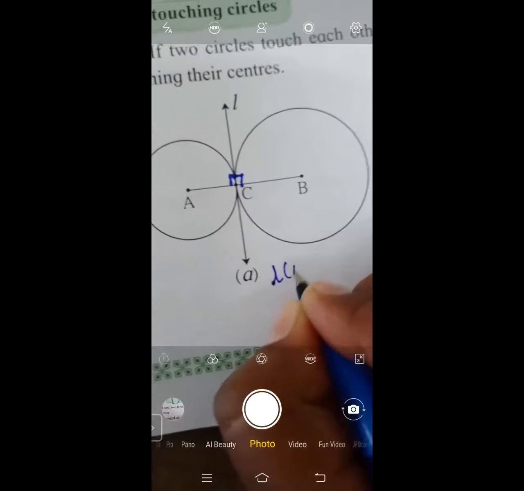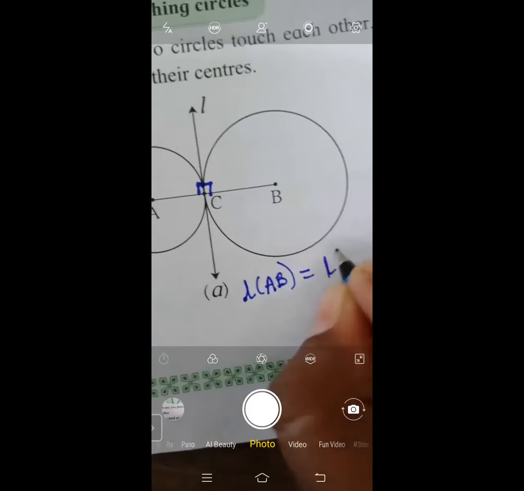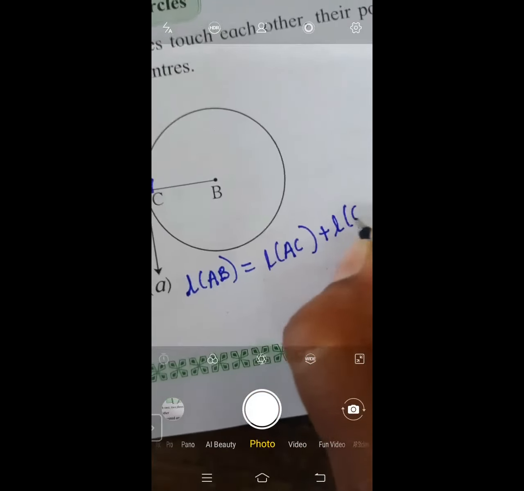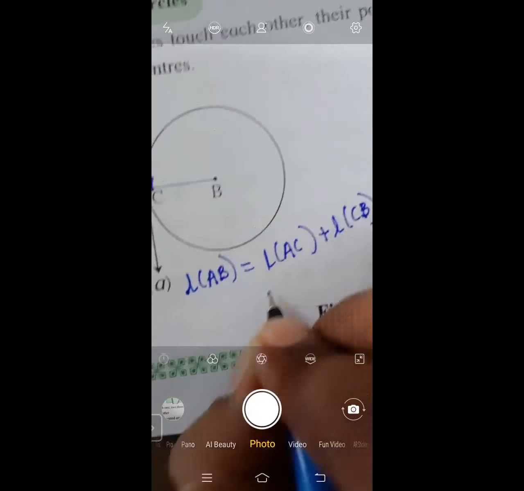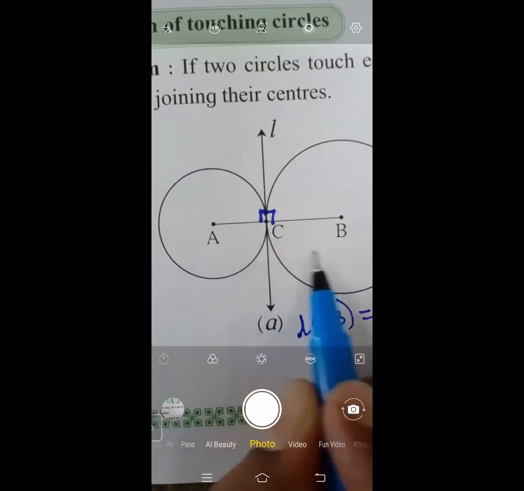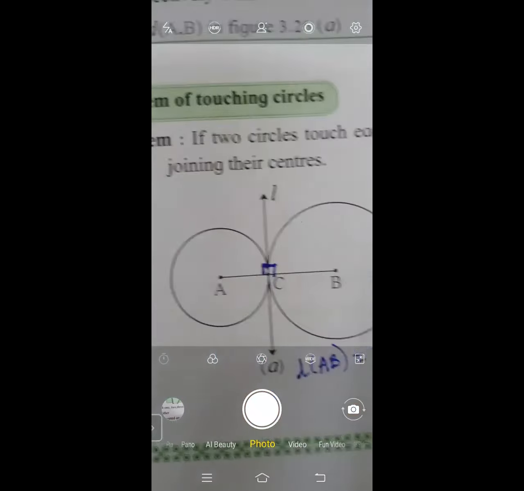Length of AB is equal to length of AC plus length of CB. On what basis have I written this? Because A, C, B are collinear points. So how can I find the whole distance AB? I will just add both the radii.